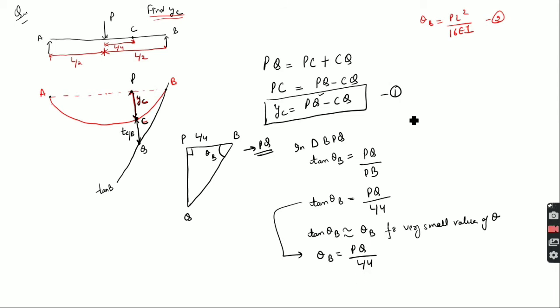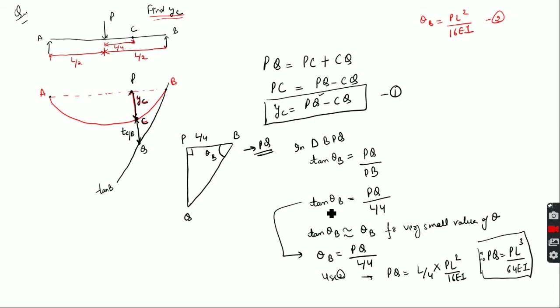And theta B we have already calculated. So using equation number 2, I can write that PQ is equal to L by 4 into theta B, and theta B is PL square by 16 EI. So therefore PQ is PL cube by 64 EI. So in this equation number 1, we want to find out YC, so we have determined PQ. Now my next step is to find out this value of CQ, right?